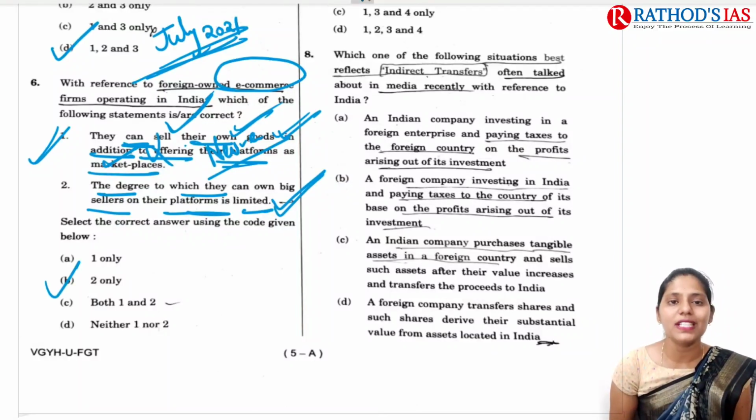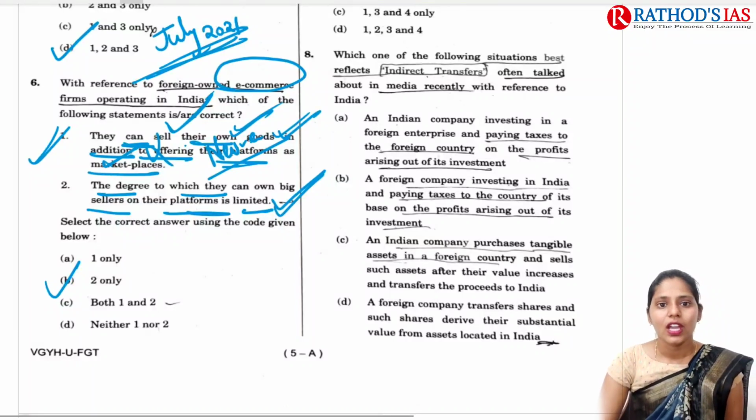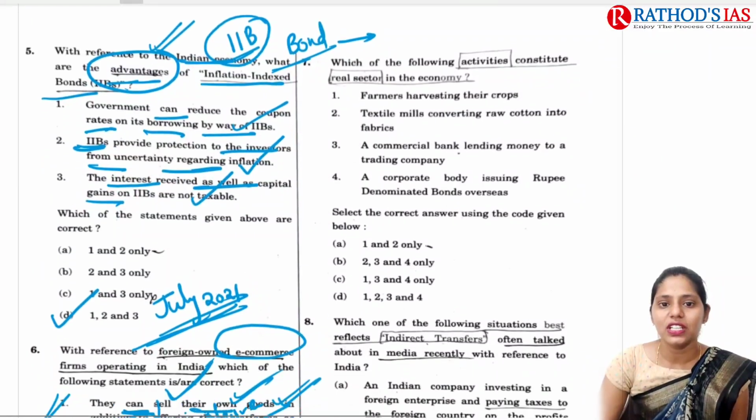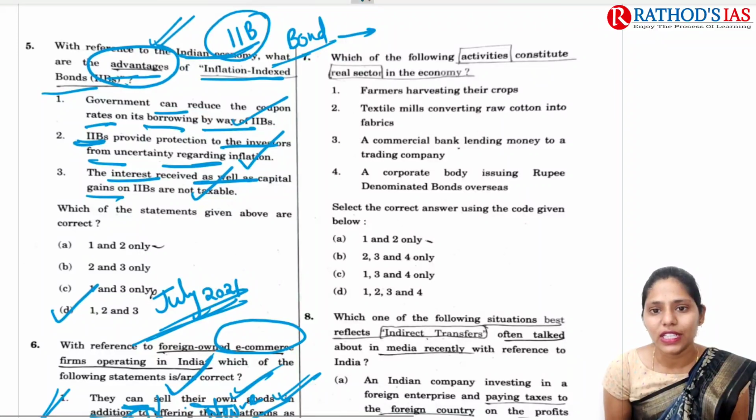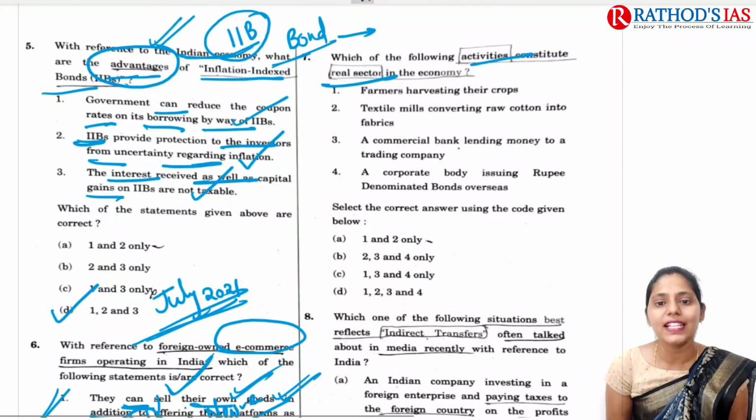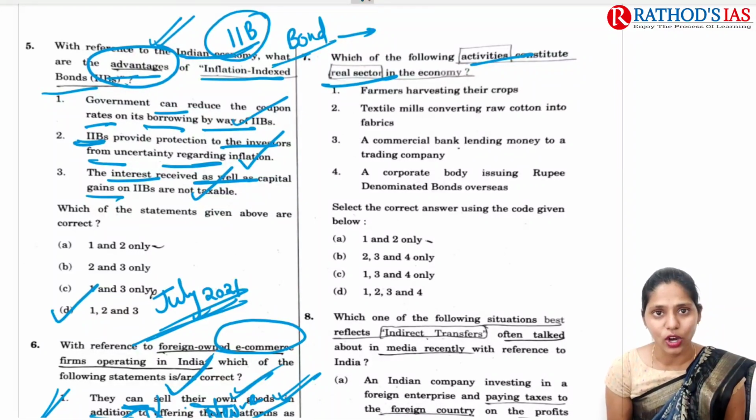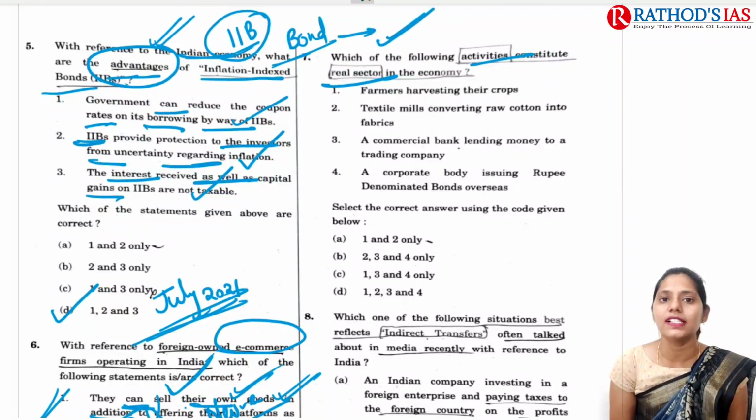So the correct option for the sixth one is B. And the seventh question here is, which of the following activities constitutes the real sector of the economy? So which of the activities comes under the real sector?